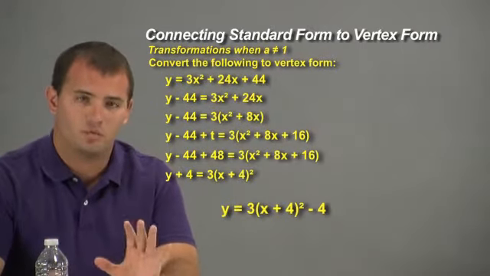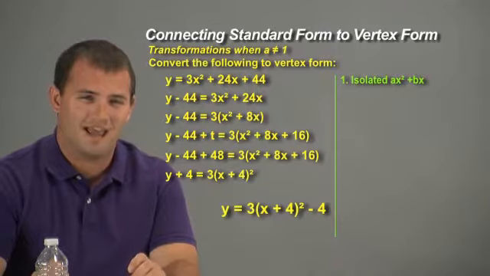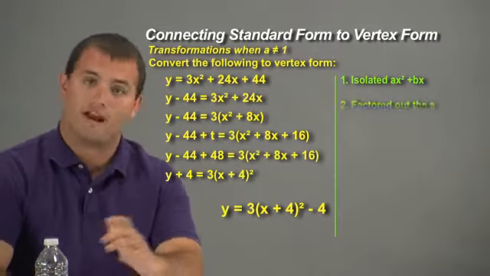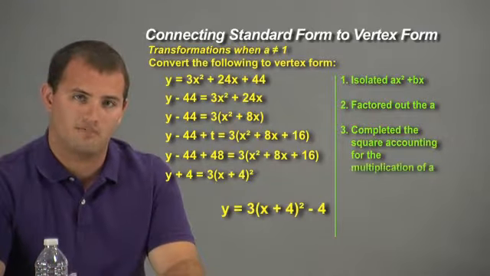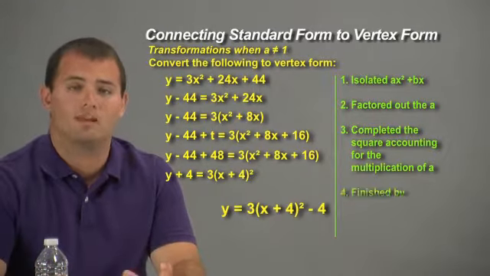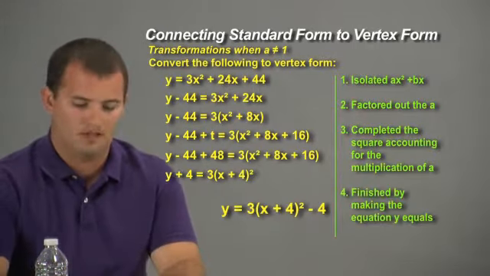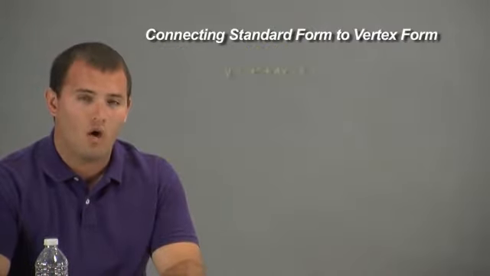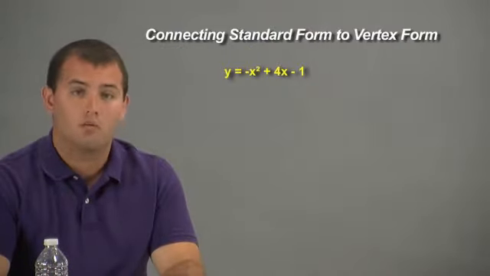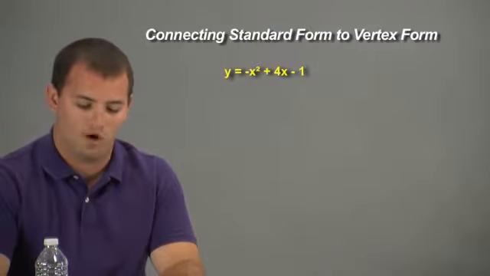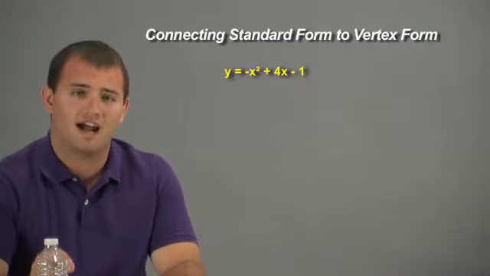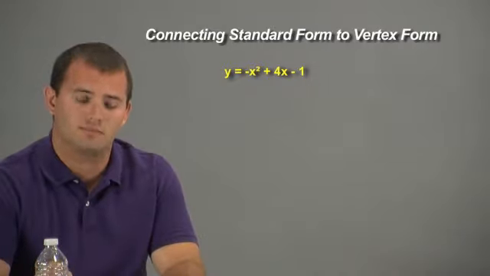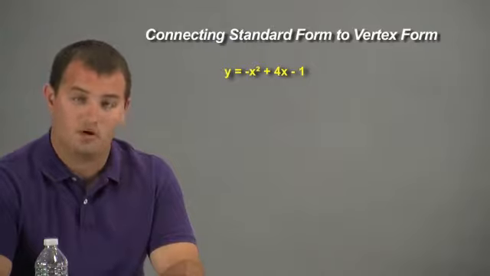Now let's do a quick little recap. We isolated ax squared plus bx, we factored out a, then completed the square according to the multiplication by a, then finished by making the equation y equals. Let's work another example. Y is equal to negative x squared plus 4x minus 1. Here, a is equal to negative 1, so we'll need to factor that out at some point. But let's first isolate our ax squared plus bx by adding 1 to both sides.